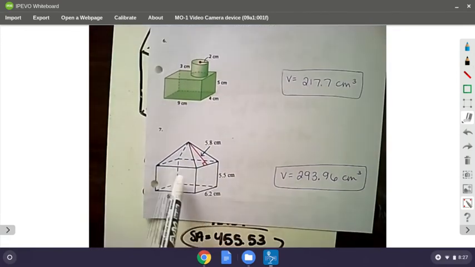Like this one is going to be 1, 2, 3, 4, 5 rectangles for the bottom part, not the top rectangle because that's on the inside, and then 4 triangles. So you're just doing all the parts that, if you were to paint the outside of it, would be showing. All right, so I hope that's helpful.